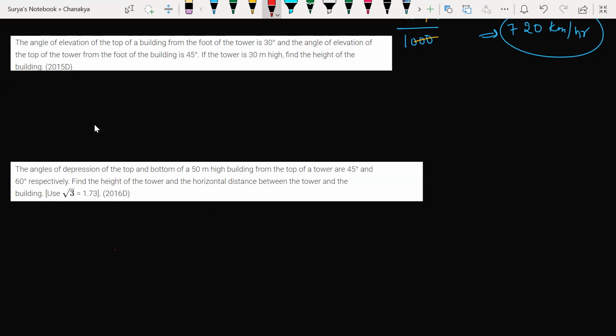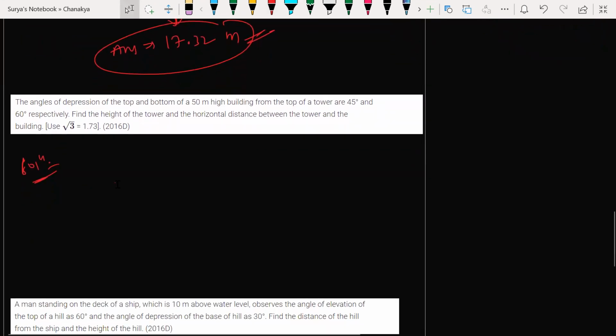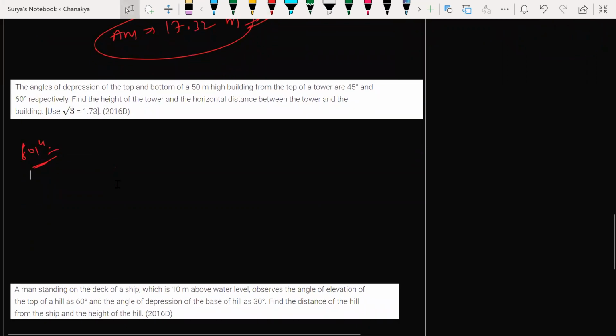No, guys, how many of you, what is the answer of this question? They know the height of the building. What is the answer of this? Yes, 17.32. 17.32 is the right answer. 17.32 meters. Perfect. What is the answer of this? They ask the distance between tower and building, and I'm getting 2.86. 2.86 is the wrong answer, but you leave it.